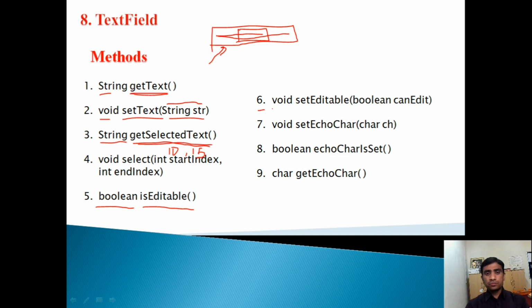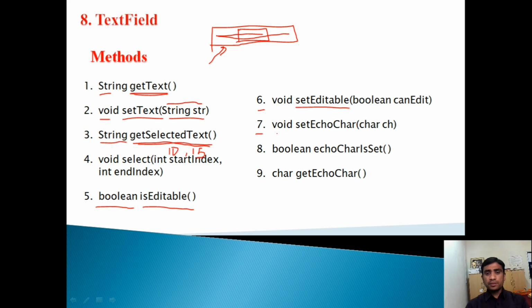Sixth method is void setEditable. This method will set the editable property of the text field. If you specify true, then the text field can be edited. If you specify false, then you are specifying that this text field cannot be edited.